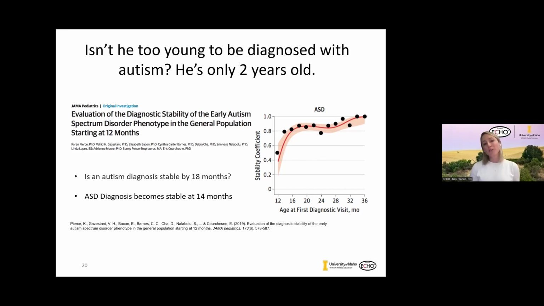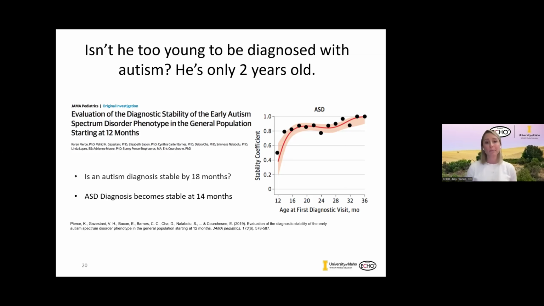Isn't he too young to be diagnosed with autism? He's only 2 years old. We hear this a lot. So it's important to brush up on the literature that's out there. This is a great study that was done in 2019. It looked at what point the diagnosis of autism became stable, the diagnostic stability. What they found was that by 14 months, we are pretty confident, the stability coefficient is about 80%. So there's an 80% chance that the child will not lose the diagnosis of autism when they are 3 years old. That stability coefficient increases dramatically as you get closer and closer to 3 years old, which is about the age period that we're seeing these kids and evaluating them. Okay, next slide.